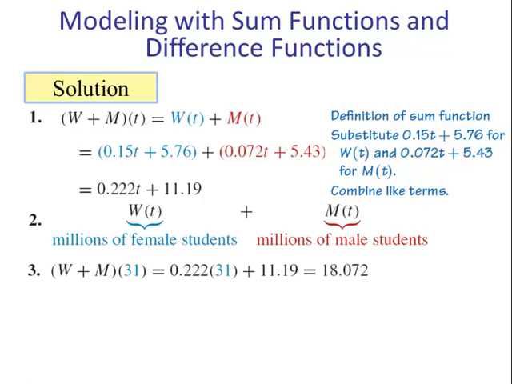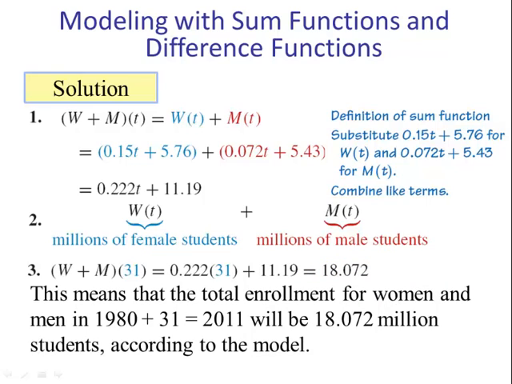Number 3, W plus M of 31. We take our function from number 1, we substitute 31 in for t, we multiply and then we add 11.19 and we get 18.072. Now what does this mean in terms of this problem? It means that the total enrollment for all students, women and men, in 2011, which is 31 years after 1980, will be 18.072 million students, according to this model.